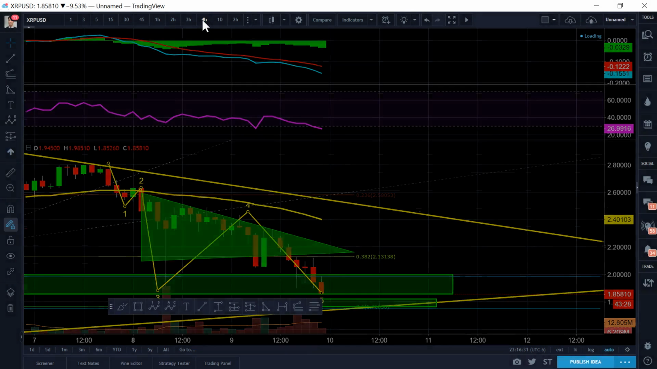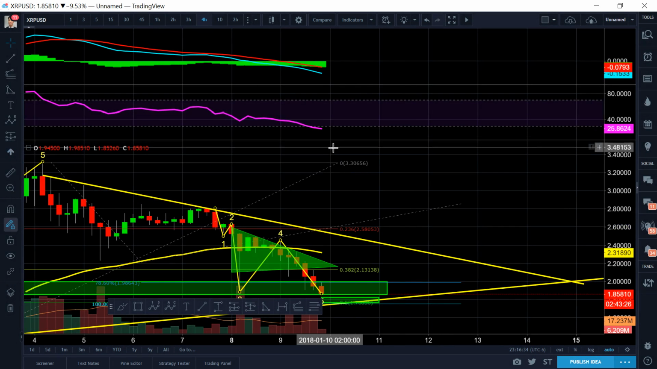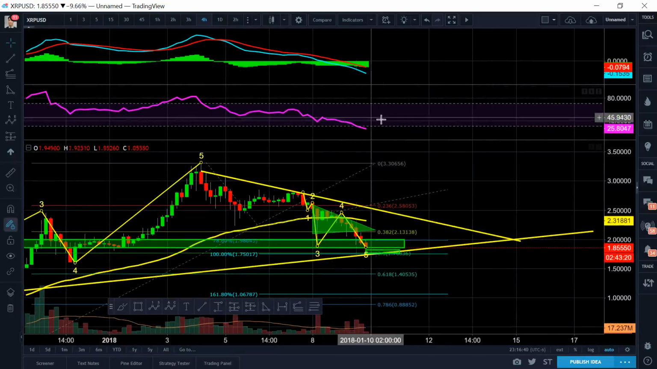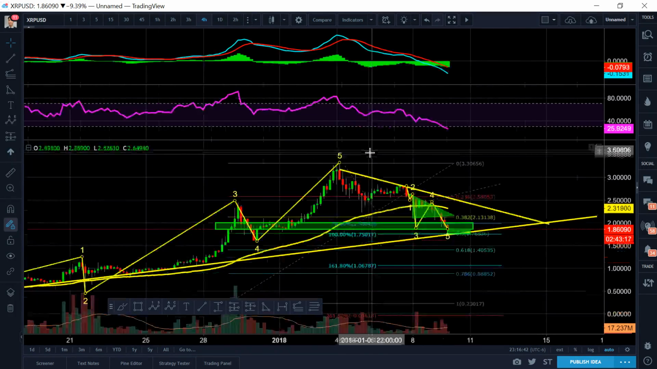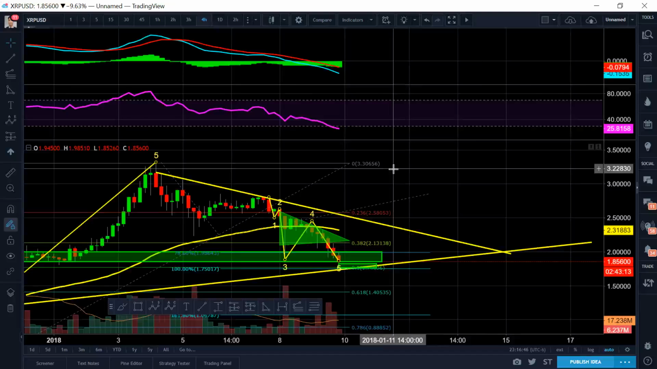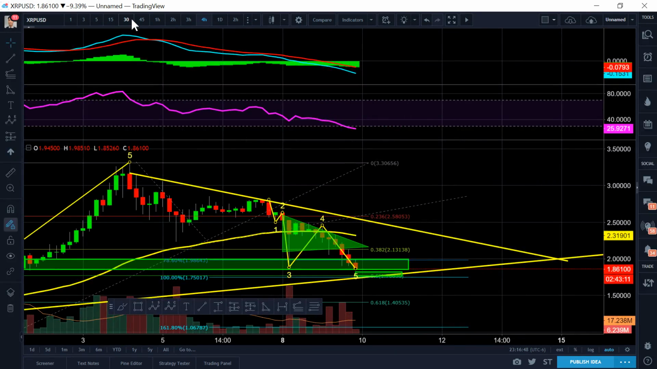But here we're trying to find the very bottom. And these are in dangerously oversold regions already. We're talking about the 4-hour chart, guys. On the 4-hour chart, we're talking about a 25 RSI. So it's not like it can go down much further.